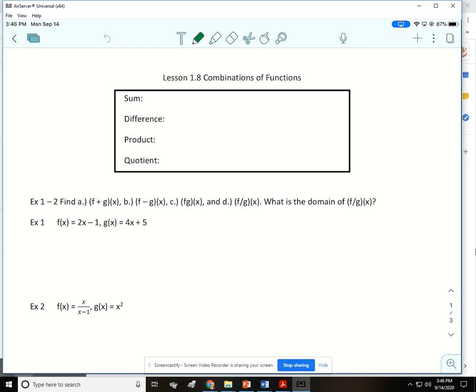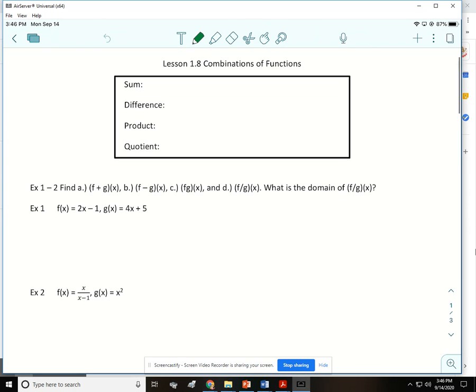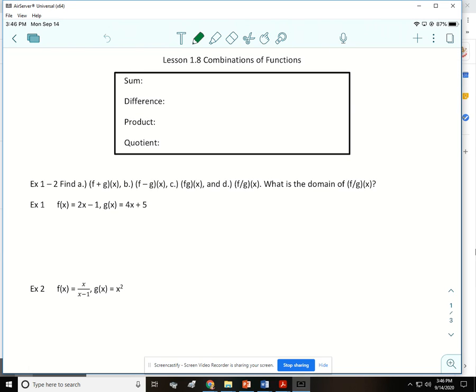All right, so lesson 1.8 is on the combination of functions. And we're going to do some combining of functions like you guys have done in Algebra 2. And we're going to do a new kind of combination of functions. So the first four are like what you guys did last year. We may write it a little differently, so I'll show you.